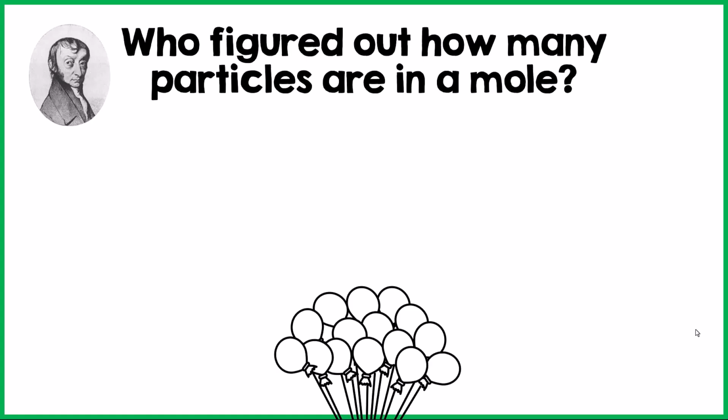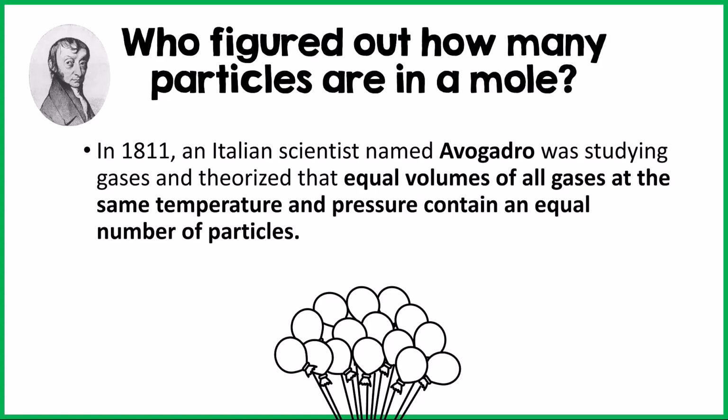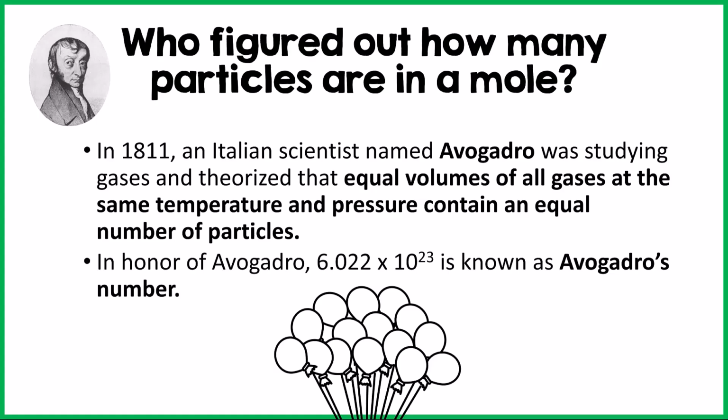Who figured out how many particles are in a mole? Well, in 1811, an Italian scientist named Avogadro was studying gases and theorized that equal volumes of all gases at the same temperature and pressure contained an equal number of particles. In honor of him, 6.022 times 10 to the 23rd is known as Avogadro's number.